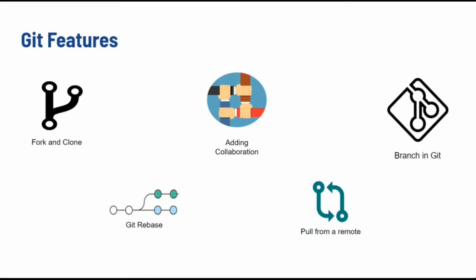Listed here are a few important features of Git, in which we have fork and clone, which is basically making copies of your project or the source code. Adding collaborators allows you to add members to the project. Branches are associated with the project hierarchy. Then there is Git rebase, which restructures your overall project hierarchy. Also, you can pull, or say download, the latest updated source code from the remote server. Let's discuss each one of them.